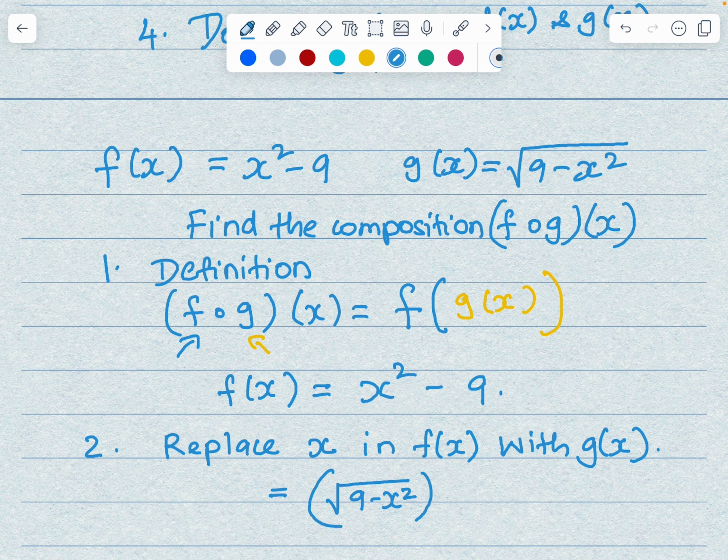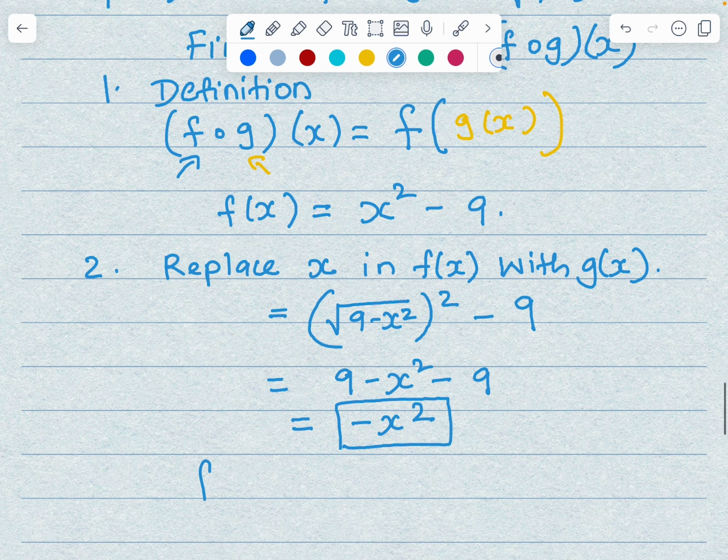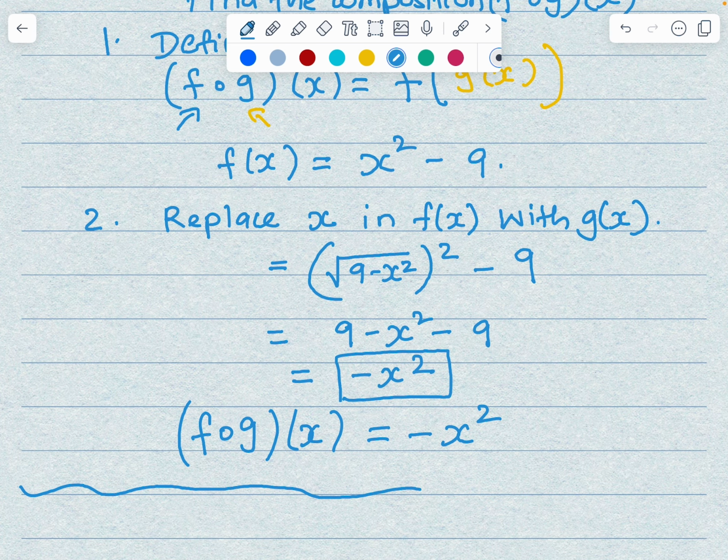But remember, you're only replacing the x, so the exponent, everything else stays, right? Now the radical and the power are going to cancel with each other, and you're just going to be left with this. And finally the answer is this. So in this case, f of g of x is equal to negative x squared. And that is how you do composition of functions. I will send you some exercises and you can work on those. All right.